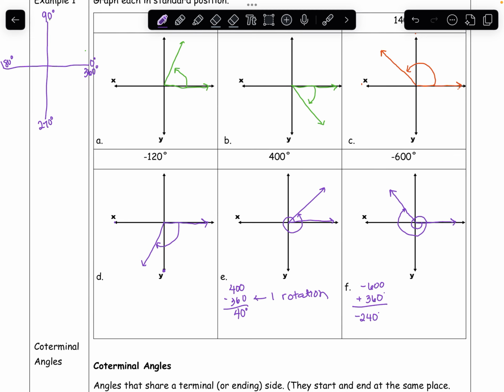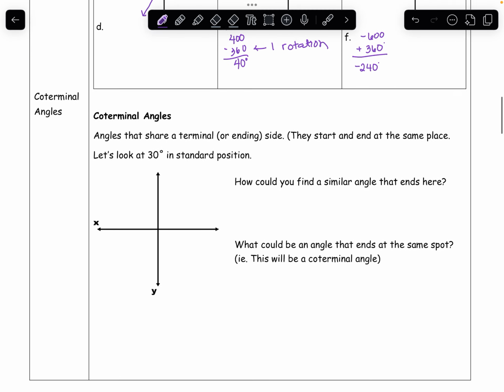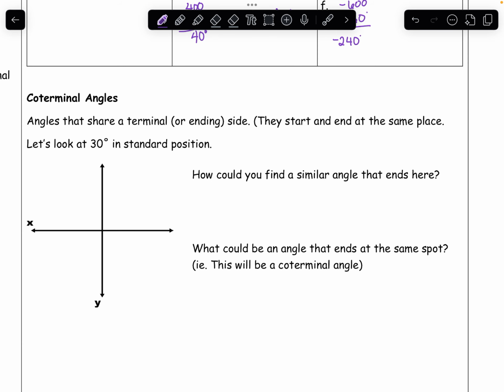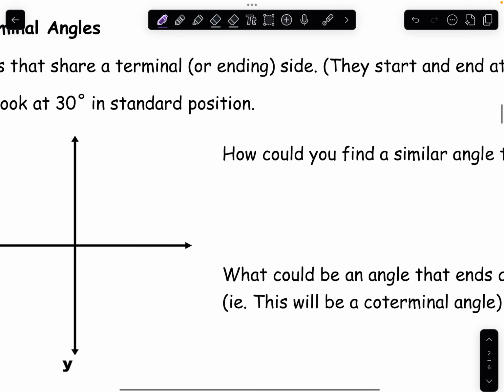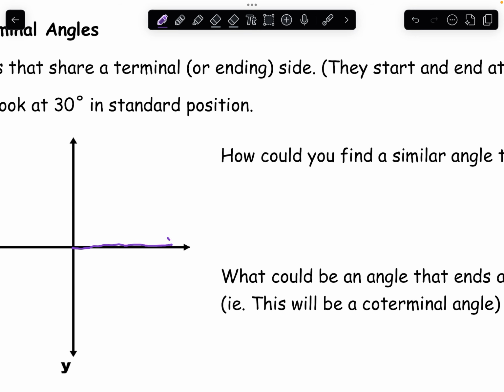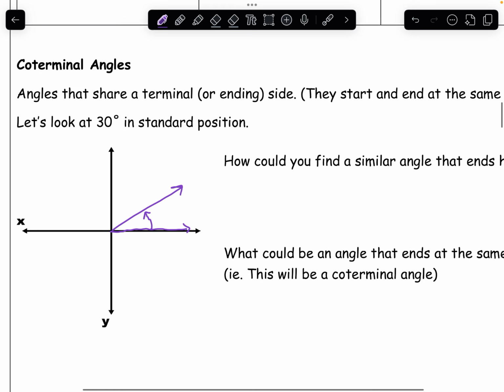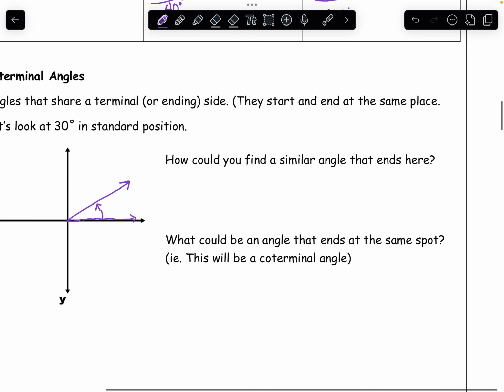Okay, so we now have coterminal angles. I talked about this earlier in our definitions. These are angles that share a terminal or ending side. They start and end at the same place. Let's look at 30 degrees in standard position. So here is 30 degrees in standard position. It tells us if it's positive or negative. So how could you find a similar angle that ends here?